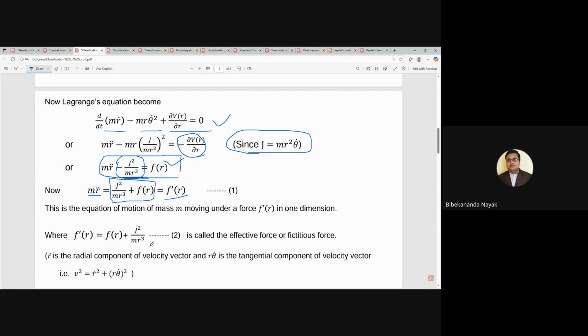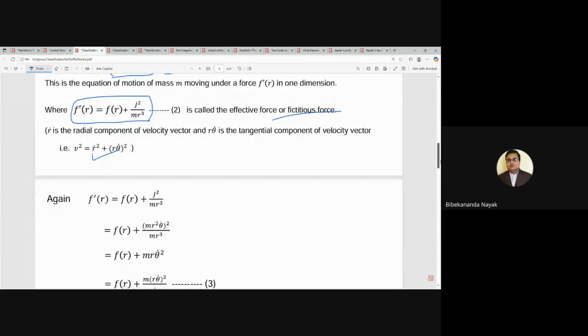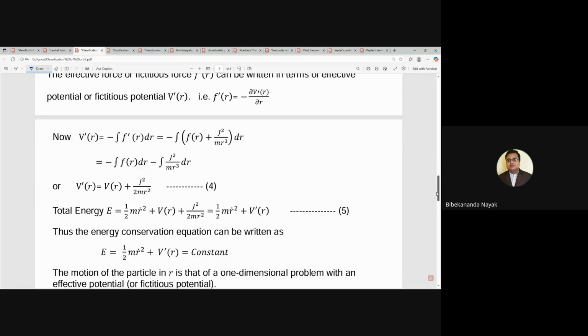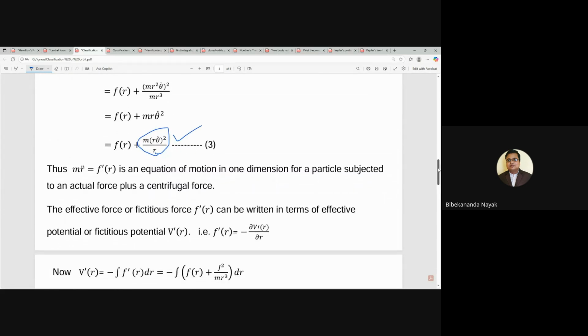Is it clear? Yes, sir. This is called the effective force or fictitious force. Fictitious means imaginary. So you know v square, r dot square, r square theta dot square. So F prime r, what do we write? F r plus J square by m r cube. If you convert J to theta dot, you find it is nothing but m v square by r, meaning centripetal force. Particularly, let's call it centrifugal.